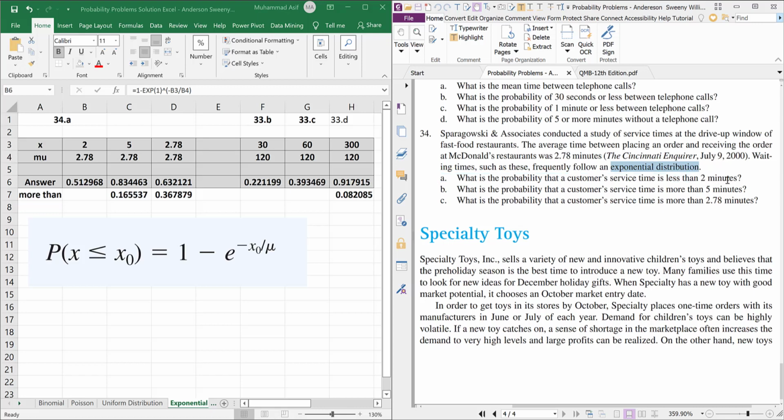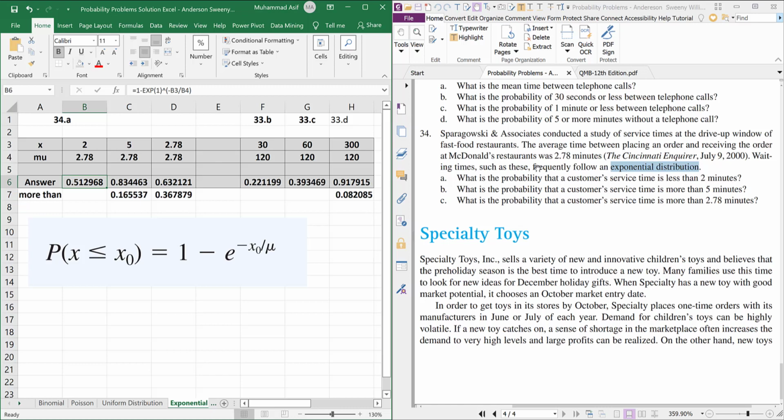So, okay, less than 2 minutes, x becomes 2 and mu becomes 2.78, and because the question is asking less than that, we will just use the same formula, that's 1 minus exp, and then within parentheses, negative b3 over b4, and that gives us 51%.